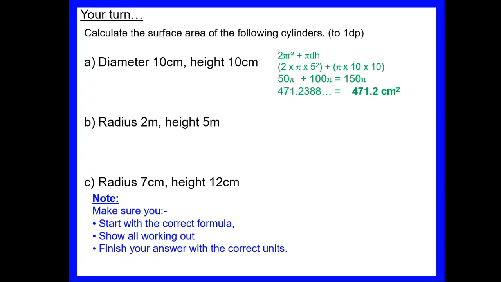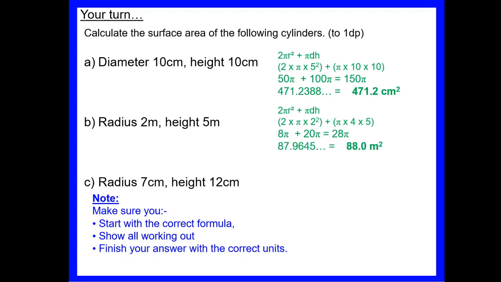And if we put that in our calculator, 471.2388, etc., rounded to 1 decimal place, 471.2 centimeters squared. For the second one, again, this time we're given the radius, so we also need the diameter. So the diameter will be 4 meters. So put in our values, so 2 times pi times the radius, which is 2 squared, plus pi times our diameter of 4 times our height of 5. And we get 8 pi plus 20 pi, which is 28 pi.